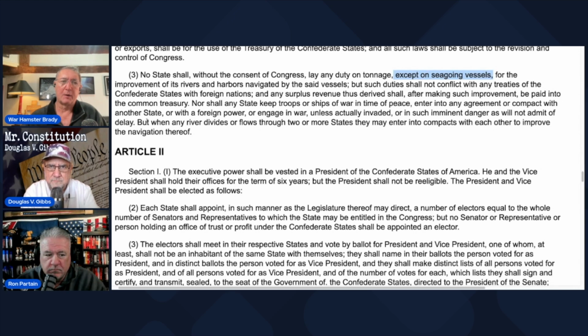Here's a very interesting part at the very end here. This is new. When any river divides or flows through 2 or more states, they may enter into compacts with each other to improve the navigation thereof. And what that's doing is saying it's not a federal issue; it's between the states. See, in today's world, if the waterway is navigable, then the federal government automatically claims authority. But Doug, how are you going to have interstate highways if the federal government doesn't do it?